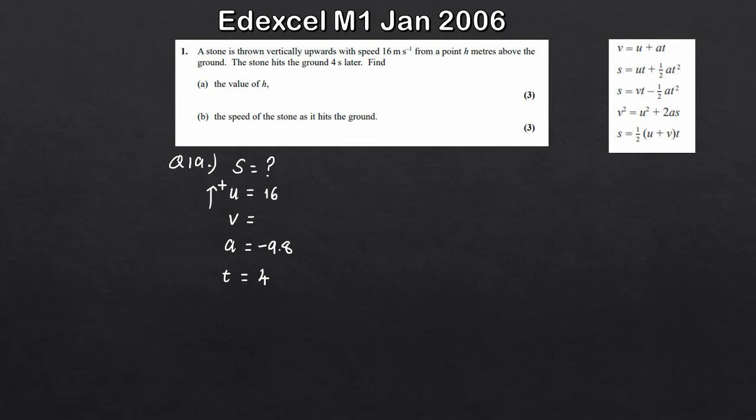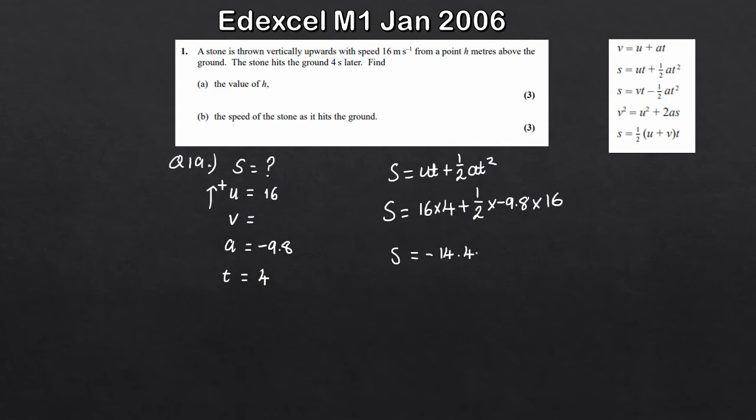So in this case, again, we're going to use S equals UT plus a half AT squared. Okay. Well, let's plug everything in then. S we don't know, we're going to work that out. U times T, so that's 16 times 4. Plus a half times A, which is minus 9.8, times T squared, so 4 squared, that's 16. If I plug all this into my calculator, what do I get? Well, I actually get minus 14.4 meters.